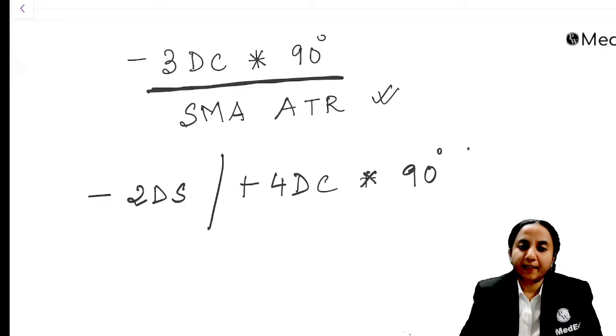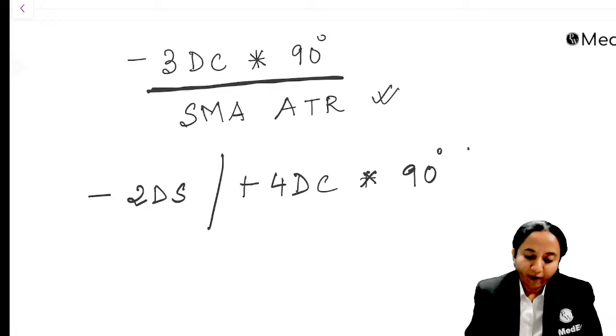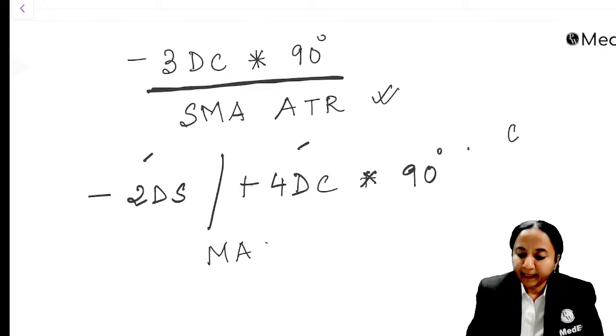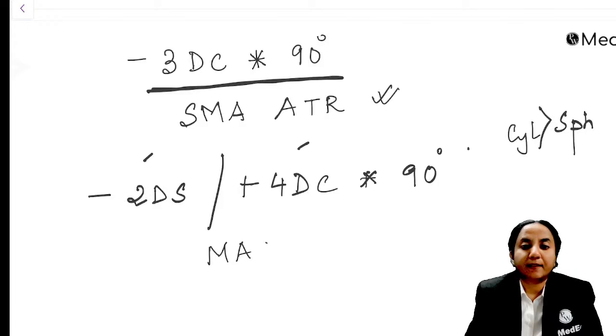What is this? SMA, SHA, CMA, CHA or MA? Minus 2 diopter sphere, plus 4 cylinder, cross 90. What are we going to call this? Very good. This is a mixed astigmatism. Because see, it's a combination of minus and plus and the cylinder is greater than the sphere. So this is a mixed astigmatism.